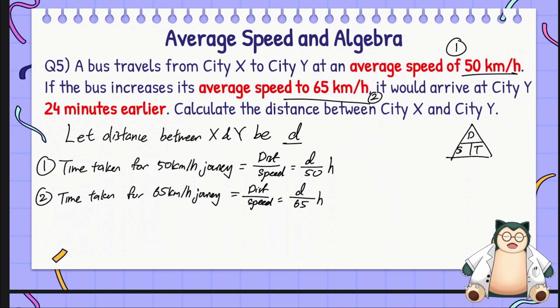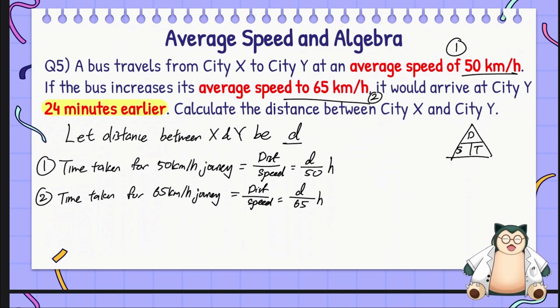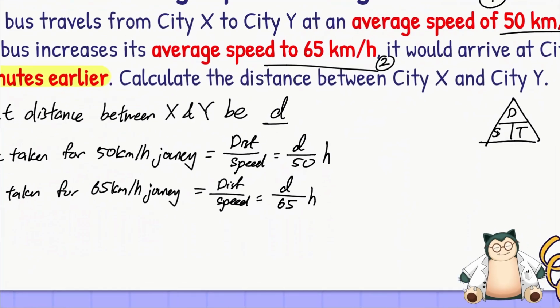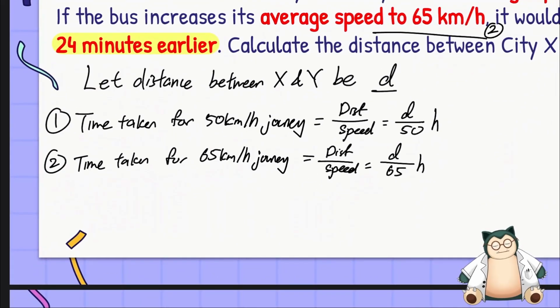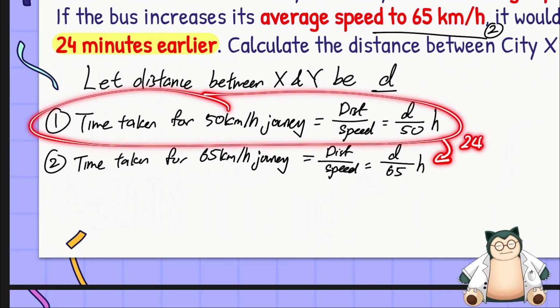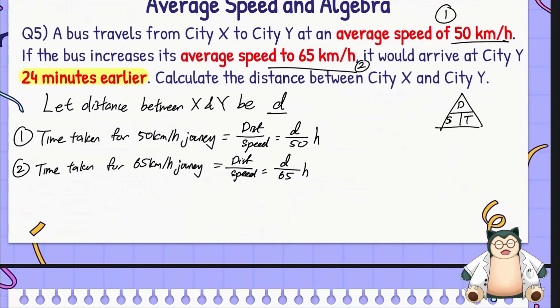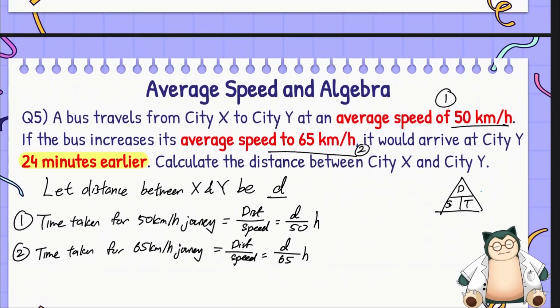Now, why did I calculate the time taken for both journeys? This is where we use our final clue of the third part, 24 minutes earlier in the second journey. Can we construct an equation linking these two values together? Okay, so we know that this time taken should be 24 minutes longer than this time taken. So let's construct our algebraic equation. Okay, so let me just shift it around to get more space.